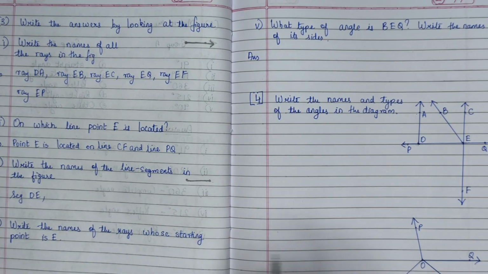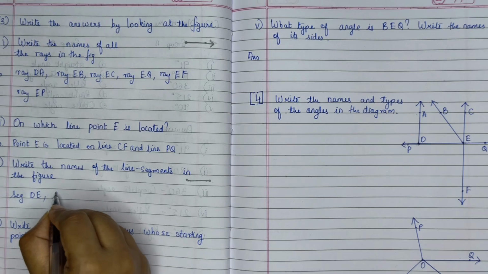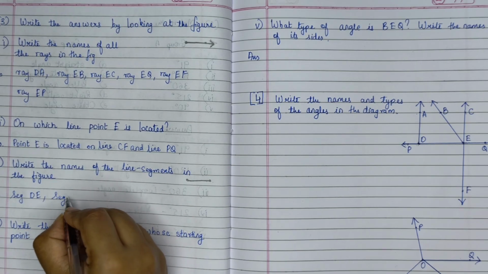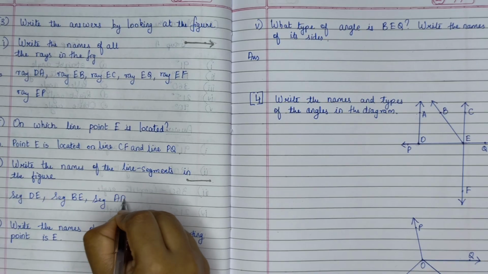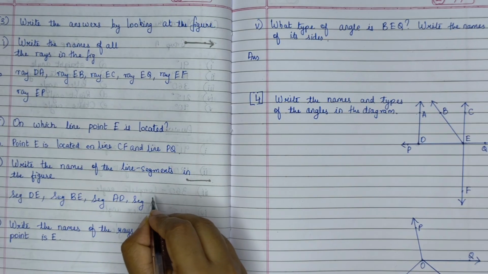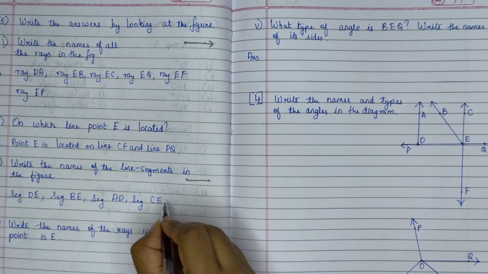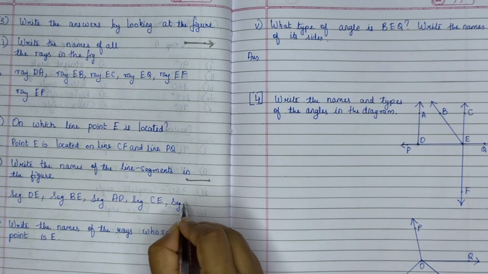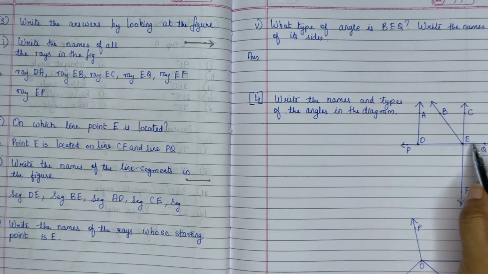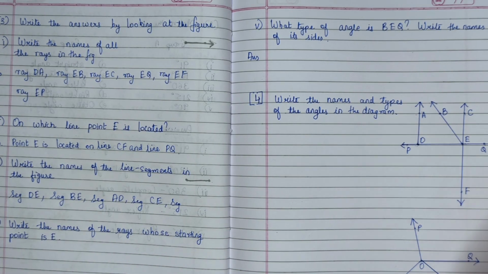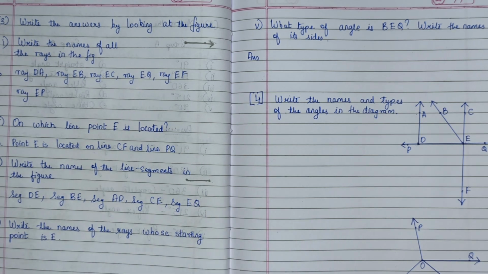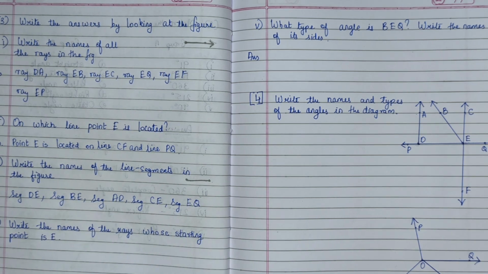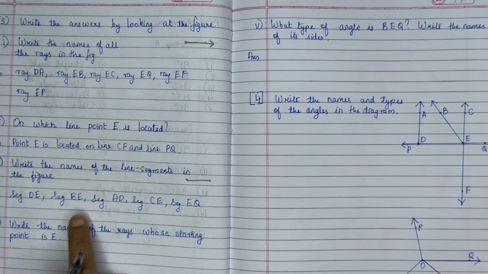So there are many. You can take segment DE, segment BE, segment AD, segment CE, segment EQ. You can also take this line segment EQ. Understood? So these are all the names of line segments: DE, BE, AD, CE and EQ.